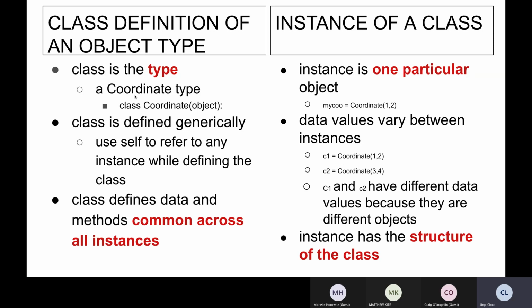By creating a class, you basically create a custom type. Like a coordinate is a class. Also, it's a new type, right? It's defined generically, and you can use self to refer to any instance while defining a class. And the class will define the data and methods common across all the instances. An instance, on the other hand, is one particular object, right? And it's birthed by the class template. Between instances of the class, the values could be dramatically different. They are not related to each other, other than the number of parameters and the names, maybe. But the values are oftentimes not the same. Even though they're the same, they belong to a different object, okay?